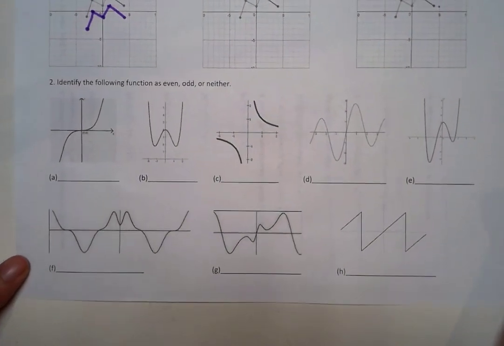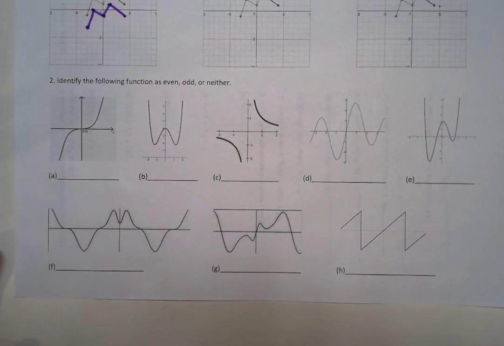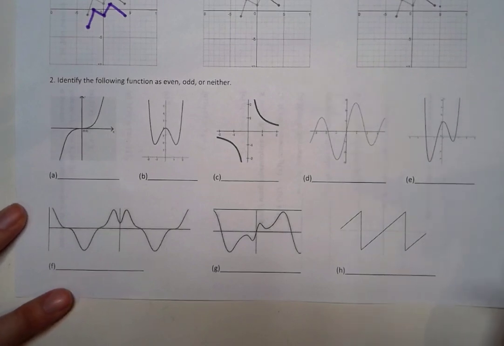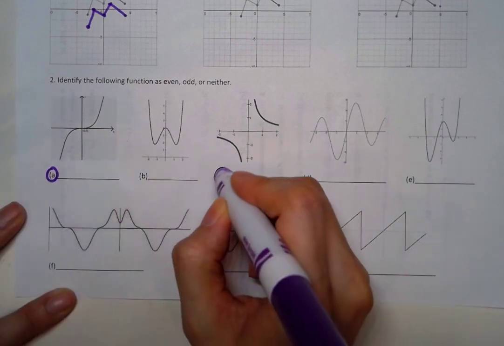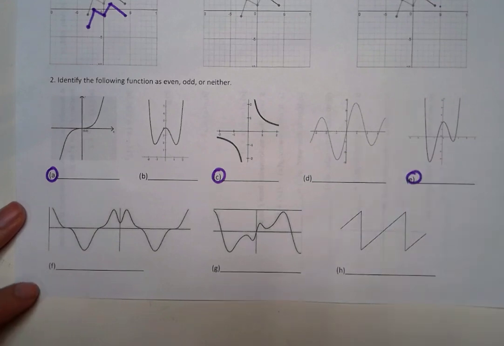And when you look at number 2, it says identify the following function as even, odd, or neither. For this one, we need to look at the line of symmetry. If the graph is symmetric over the y-axis, that's an even function. If it is symmetric over the origin, that's odd. Otherwise, it's neither. I'm going to do 3 graphs for you: A, C, and E. You do the rest of the problems.